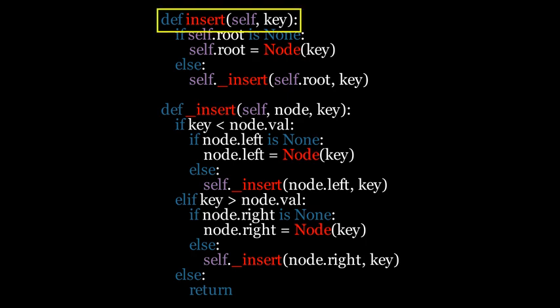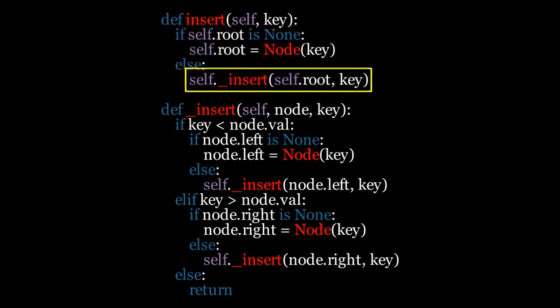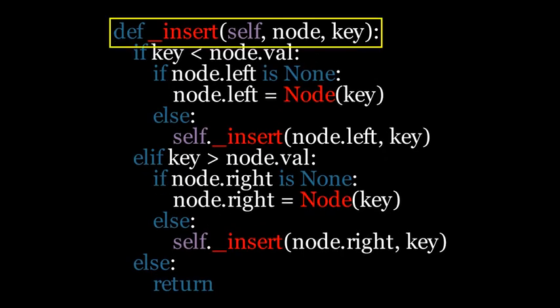First, we define the insert method. This method begins by checking if the tree's root is none. If the root is none, it means the tree is empty, so we create a new node with the given key and set it as the root. If the root already exists, the insert method calls a helper function, _insert, passing the root node and the key to be inserted. The _insert method is responsible for finding the correct position for the new key.